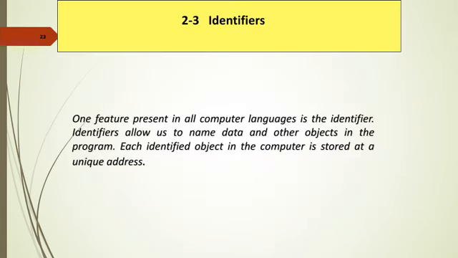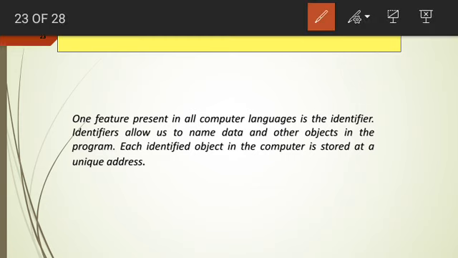So coming to the next, we will start with the first mechanism of C's basics, that is the identifiers. Identifier is nothing but a name given to handle any data element in your program. One feature present in all computer languages is the identifier.